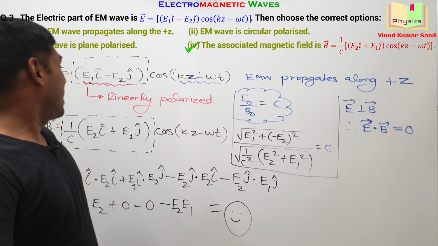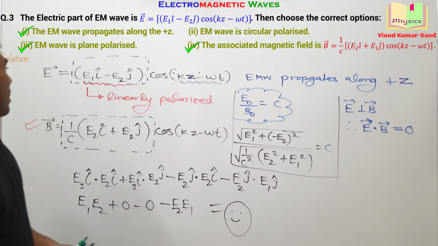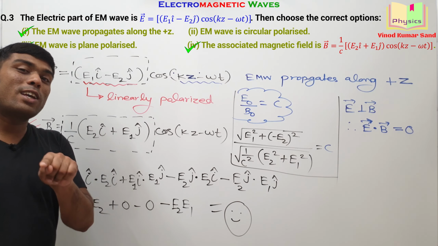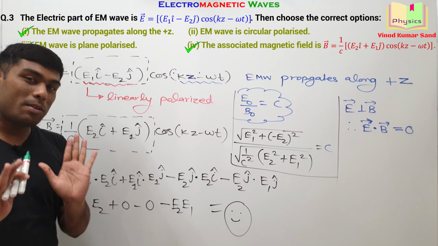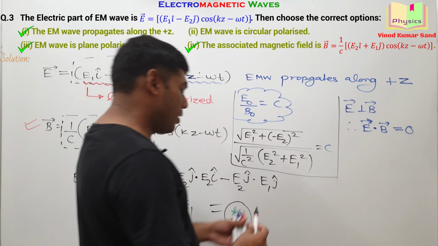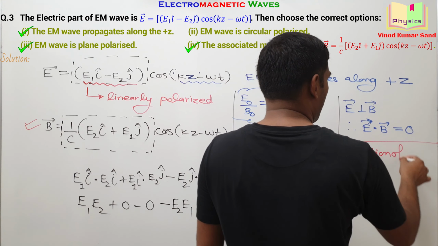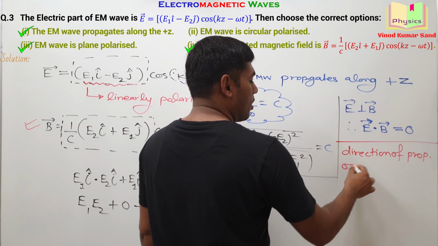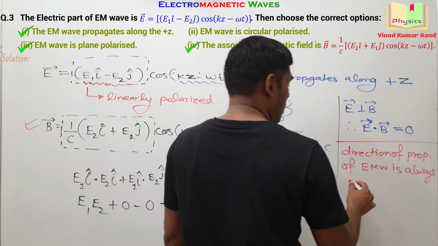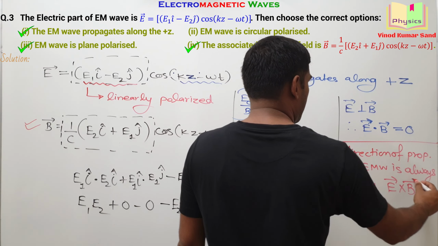Got it? Even if you are not yet convinced, we can have the third test. The E vector and B vector are mutually perpendicular, and the direction of E cross B is always in the direction of the propagation of the wave. You remember that? So check the data for E vector cross B vector. The direction of propagation of the EM wave is always along the E vector cross B vector's direction.